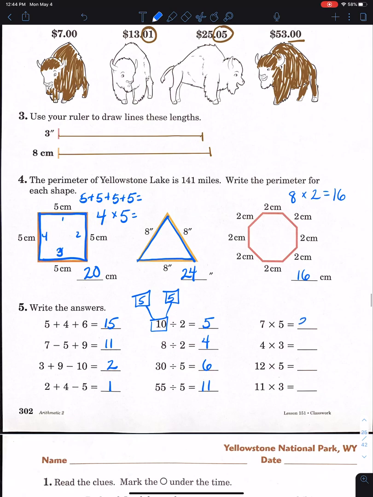7 times 5 is 35. 4 times 3 is 12. 12 times 5 is 60. And 11 times 3 is 33. I hope you got those right.